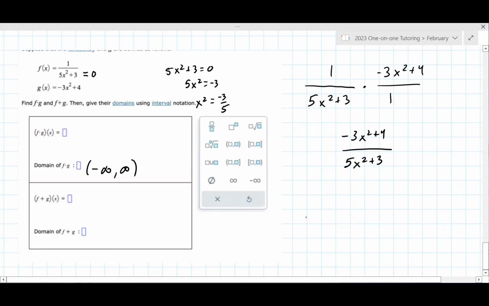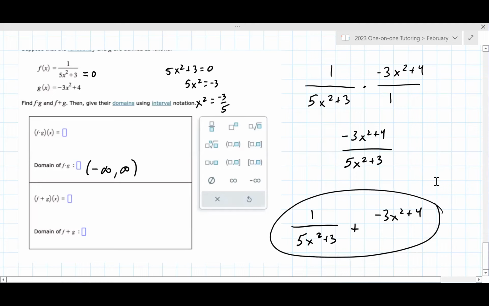Now, when you add them, 1 over 5x squared plus 3 plus minus 3x squared plus 4. I think you can just type this in. I don't think you have to find a common denominator. Not sure. But again, there's no restrictions because neither of them individually have restrictions. Yeah, let me type that in and see.